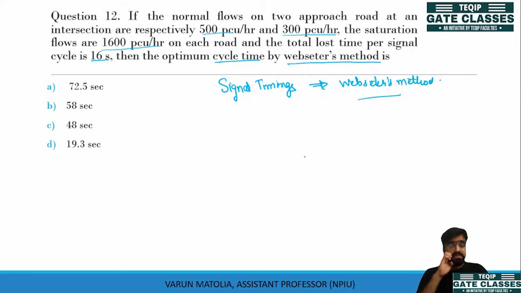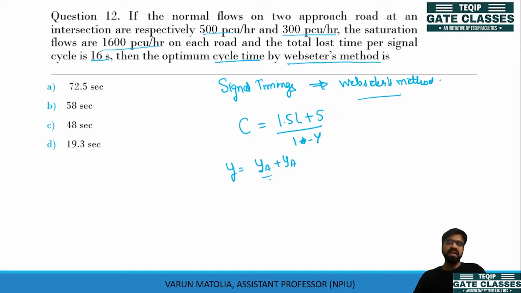We need to use Webster's method. Webster's method says the cycle length C is equal to 1.5 times L plus 5 divided by 1 minus Y. This Y is YA plus YB, the proportion of traffic in A direction and proportion of traffic in B direction, where YA is the traffic flow in A lane divided by the saturated flow at A, and this YB is the traffic flow in B direction divided by saturated traffic flow in B direction.